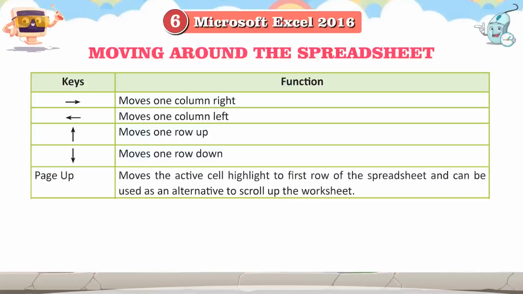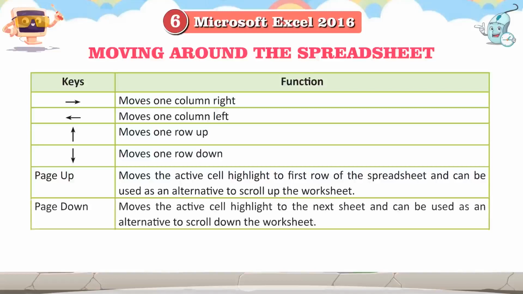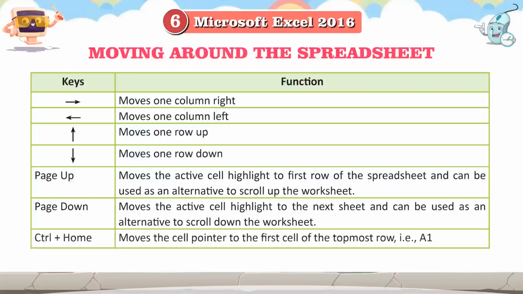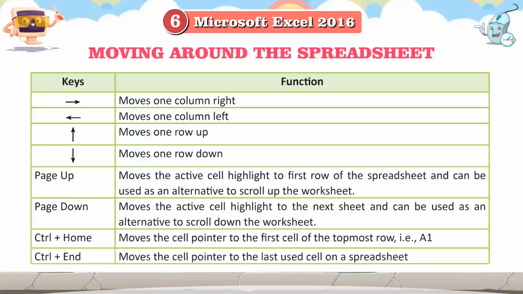Page up moves the active cell highlight to the first row of the spreadsheet and can be used as an alternative to scroll up the worksheet. Page down moves the active cell highlight to the next sheet and can be used as an alternative to scroll down the worksheet. Ctrl plus Home moves the cell pointer to the first cell of the topmost row, A1. Ctrl plus End moves the cell pointer to the last used cell on a spreadsheet.